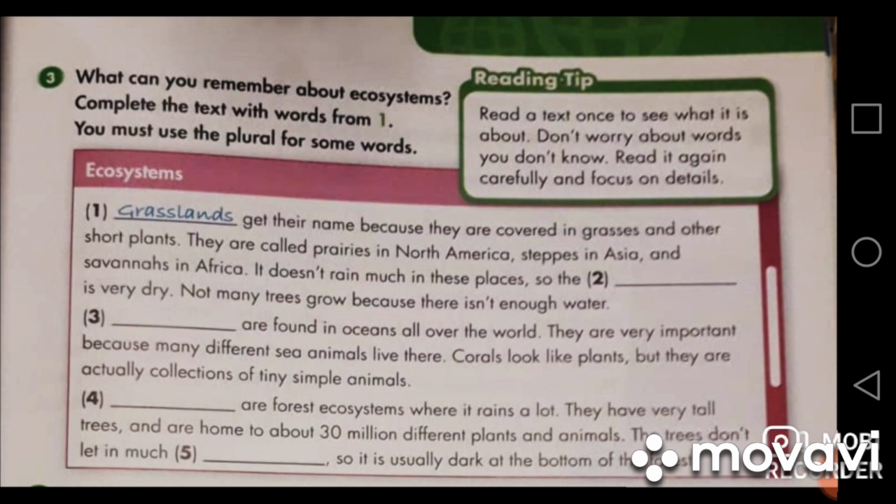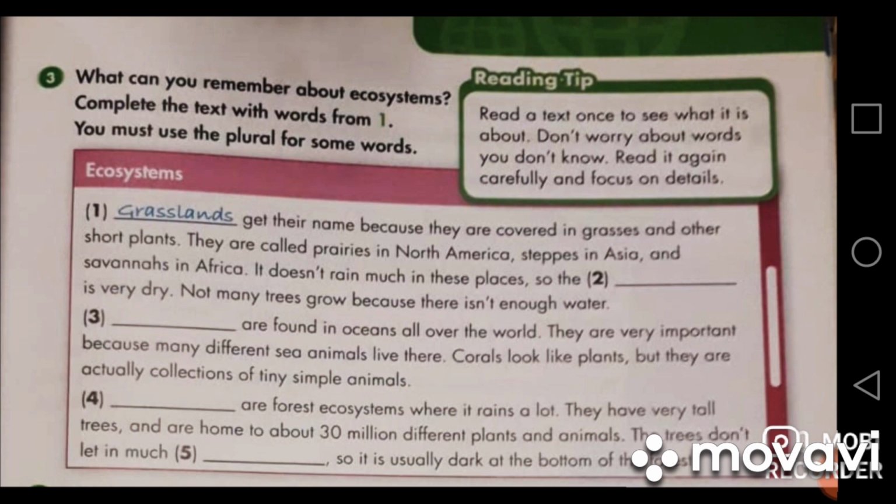Dash are found in oceans all over the world. In blank number 3, you will write coral reef because coral reefs are found in oceans all over the world. They are very important because many different sea animals live there, and coral reefs look like plants but they are actually collection of tiny simple animals. Dash are forest ecosystem where it rains a lot.